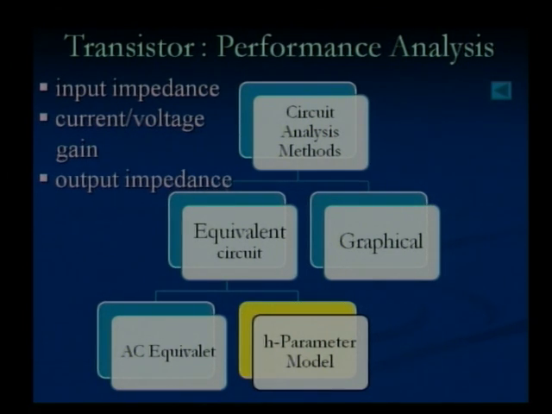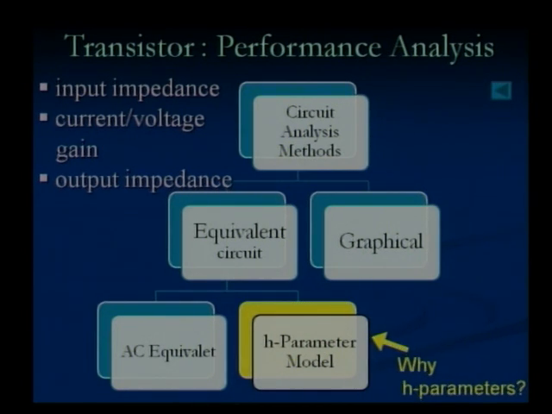Now the equivalent circuit method should be carried out in two ways. One is the AC equivalent circuit method, by which we can analyze the circuit, and the second one is the H parameter model. So now we come to the H parameter model, and what we are going to find out about that. So there are two methods of analysis to know the parameters: either the AC equivalent circuit or the H parameter model. Generally, the H parameter model is preferred.